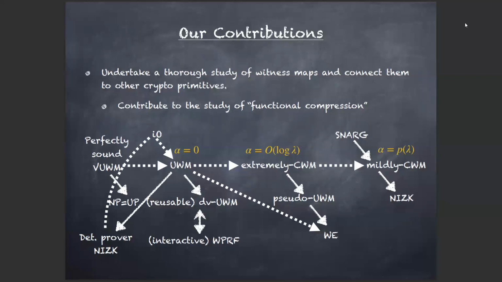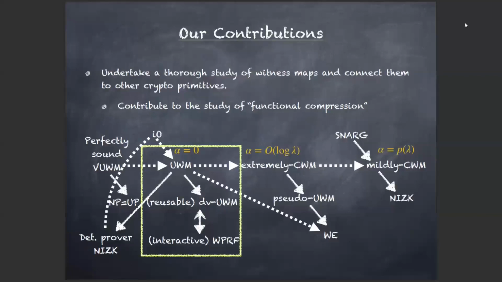Good. And finally, we show a complexity-theoretic result where if you have statistically or perfectly sound UWMs, that implies NP equals UP, which we don't believe to be true. That basically says that you cannot have UWMs that are statistically secure. So you need computational soundness. So for the purpose of this talk, I'll just talk about the first block, that is the implications between witness PRF, and I leave the rest to look up in our paper.